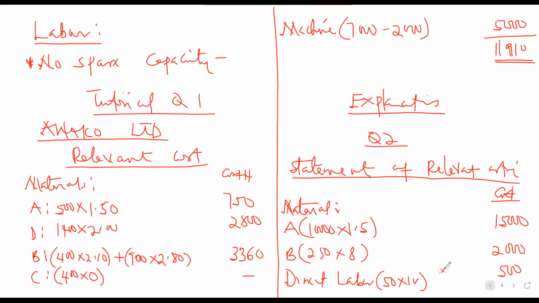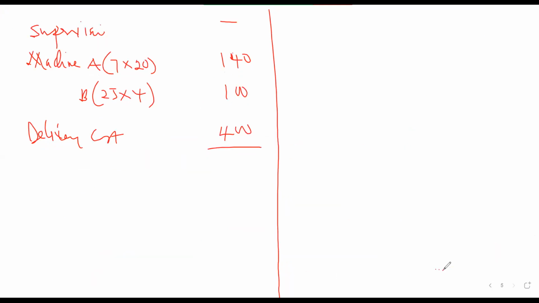15,000 plus 2,000 plus 500 plus 140 plus 100 plus 400. I'm having 181,140. Yes. Okay.